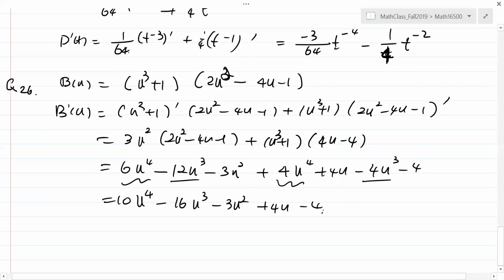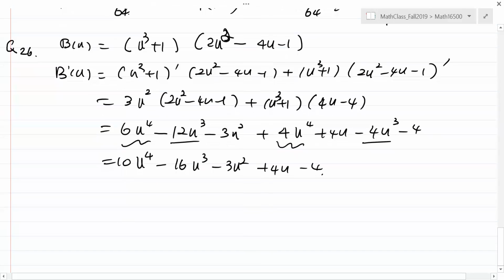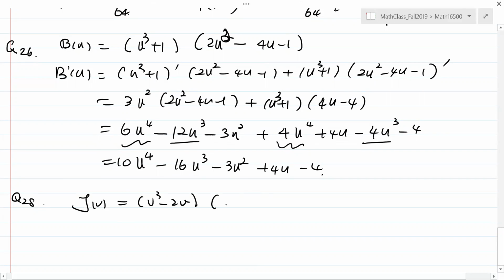But you can also multiply this out and find the derivative of each term. So let's do the next one. Negative 28, V(v) equals v cubed minus 2v, and the v to the 4th power, plus v. Right?